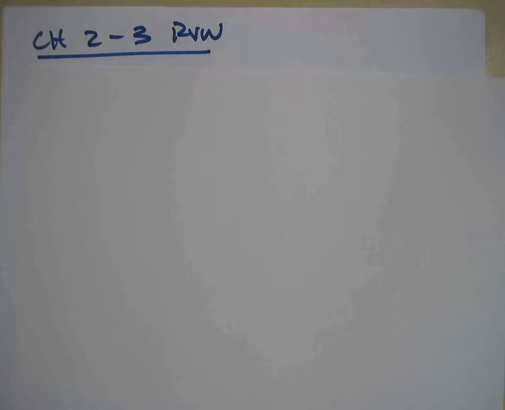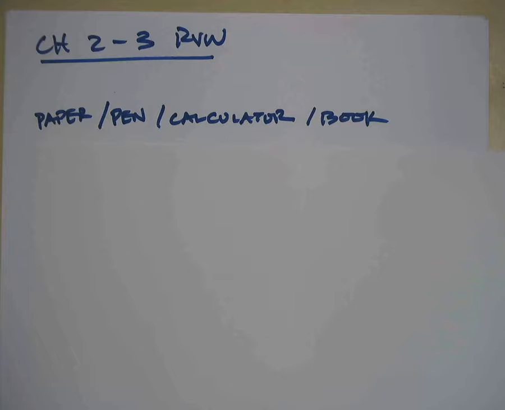So in this video cast, we'll review chapters 1 and 2. Before we begin, make sure that you have some paper, a pen or a pencil, a calculator, and a book available. Pause the video now. Make sure that you have those things available to you right now before you continue. Make sure that you've got them in front of you so you can write down these notes and be successful in reviewing chapters 1, 2, and 3.